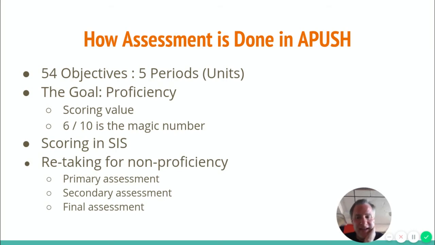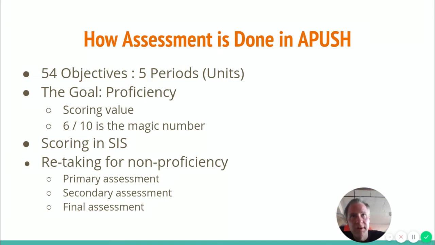As far as what SIS looks for, you won't see exams. We don't have quizzes and exams in here. We don't have tests. What you will see is the assignments listed in SIS are going to be the objectives. And each unit will put in the objectives for that unit. And your score, your proficiency will be displayed after you're assessed.